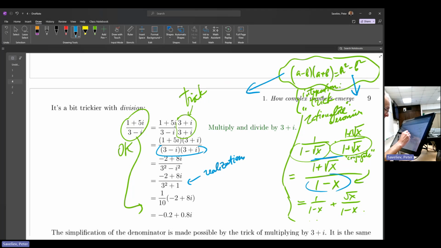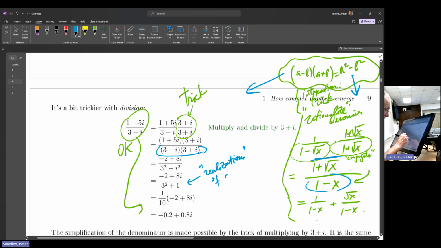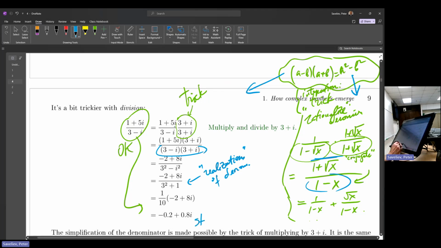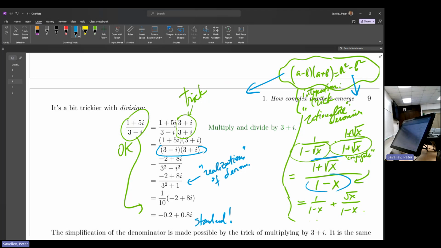Not a good word, but it is kind of a realization of the denominator, because it was complex and now it's real, right? It's real now. i squared is negative 1, negative i squared is 1, and so you end up with a denominator of simply 10. In which case you can distribute it among the two terms, and there you go. You have the standard form right here. Okay, and so you're done. So that simplification works its way all the way to the simplest form.